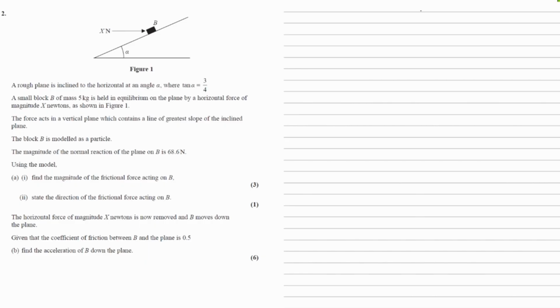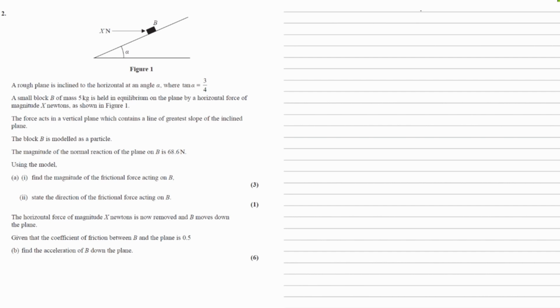Number 2. A rough plane is inclined to the horizontal at an angle alpha, where tan alpha is equal to 3/4. A small block, B, of mass 5 kg is held in equilibrium on the plane by a horizontal force of magnitude x newtons as shown in figure 1. The force acts in a vertical plane which contains a line of greatest slope of the inclined plane. The block B is modelled as a particle.